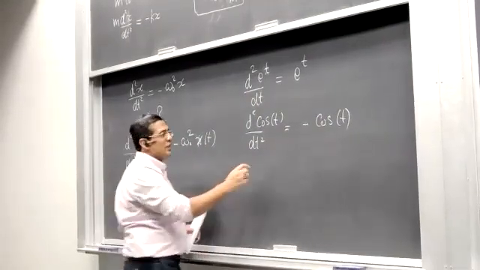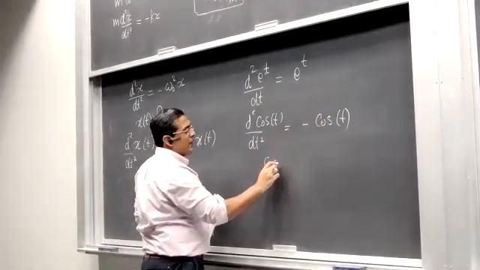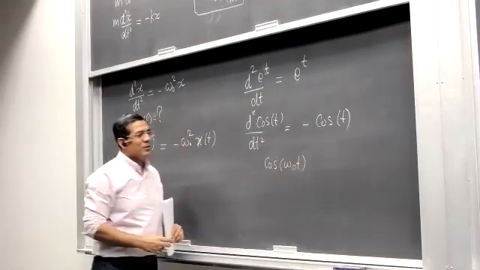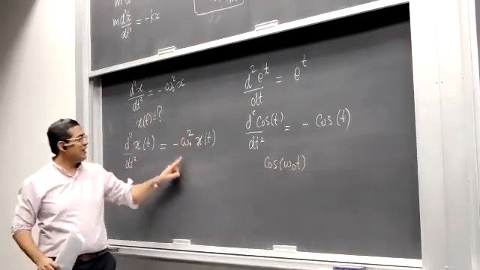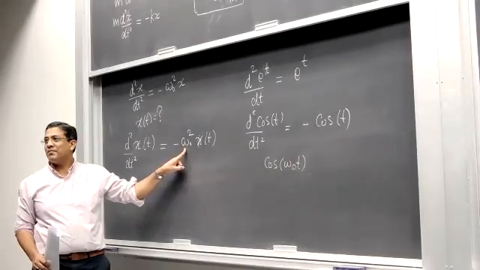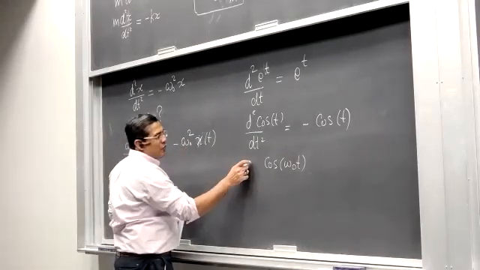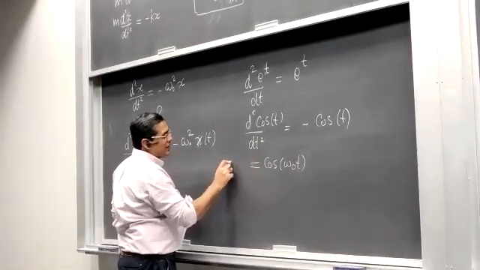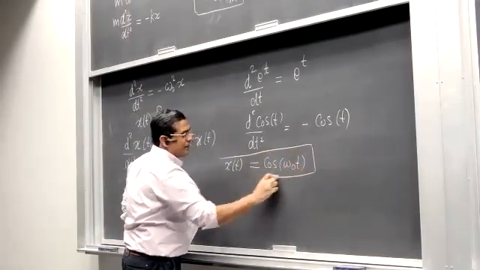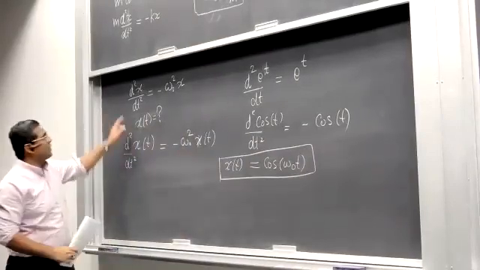But we want to solve this equation, so cosine t won't work. We need to take cosine omega naught t, right? Because this is what would give us omega squared as well, minus omega squared, no? So as a starting point, this is a good guess for the solution of this equation.